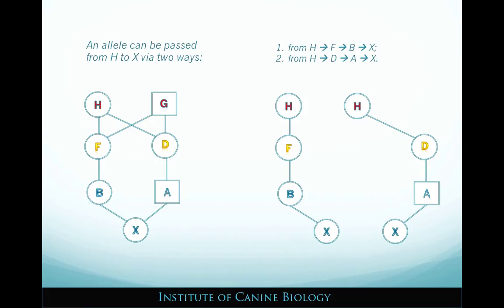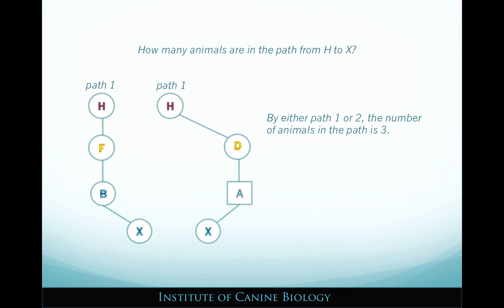And to figure out the probabilities associated with this, we have to ask, how many individuals are there in the path between H and X? And for both, it's 3.